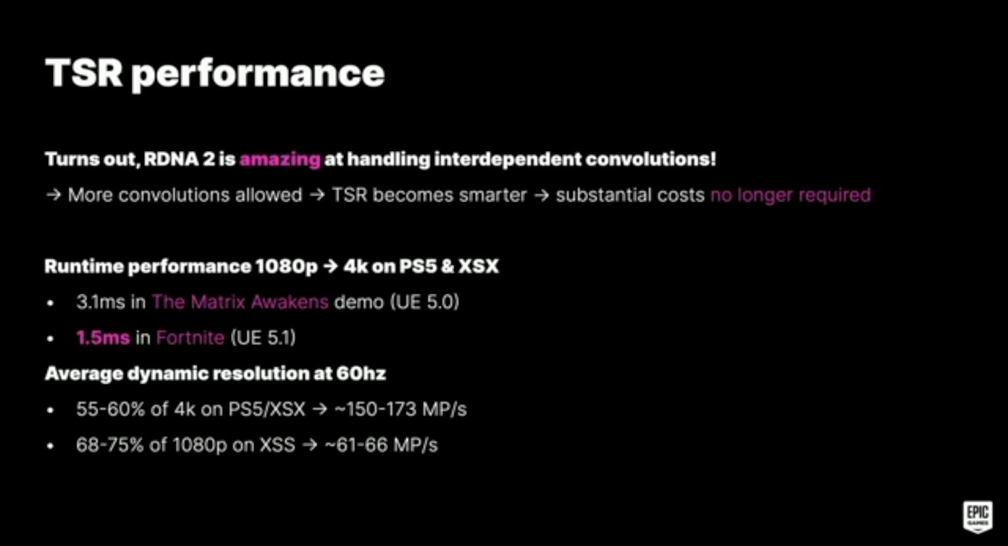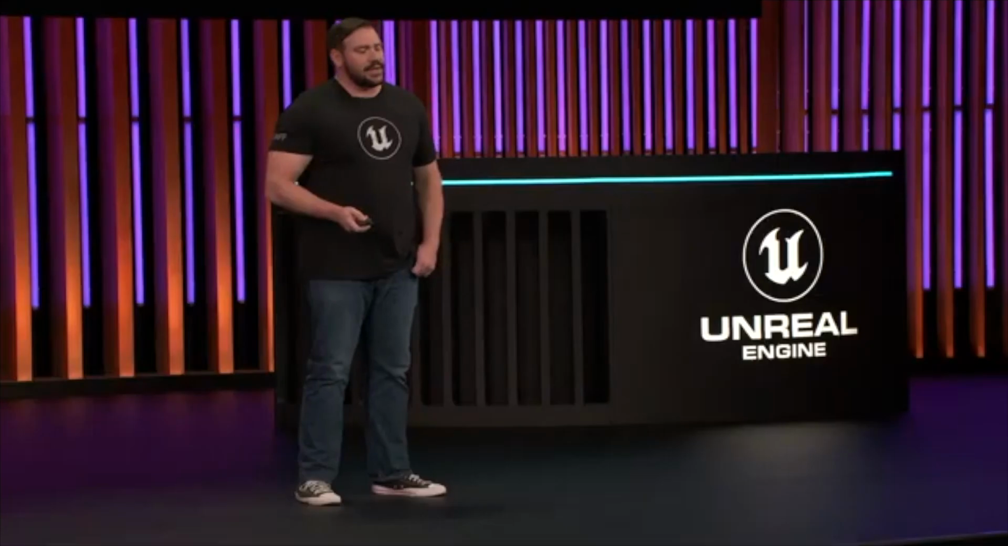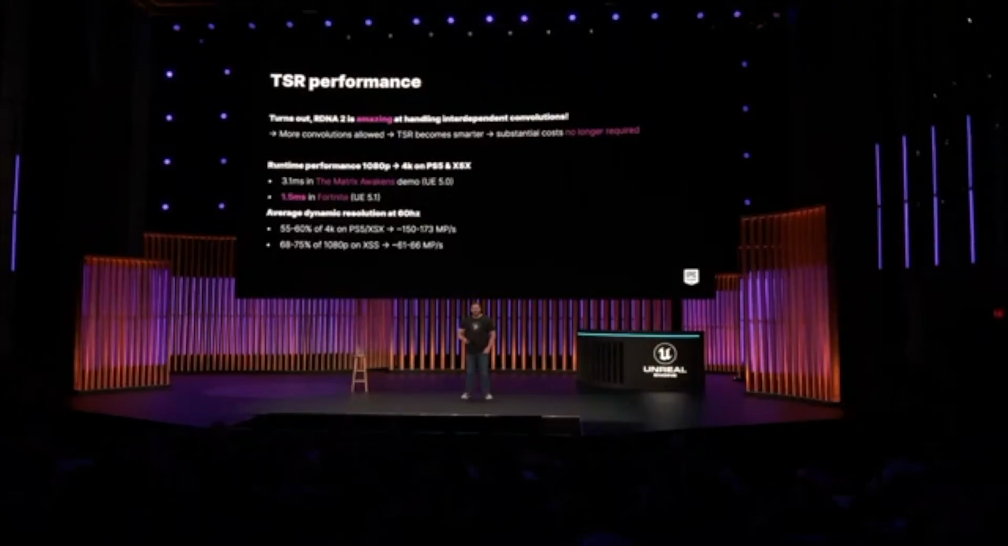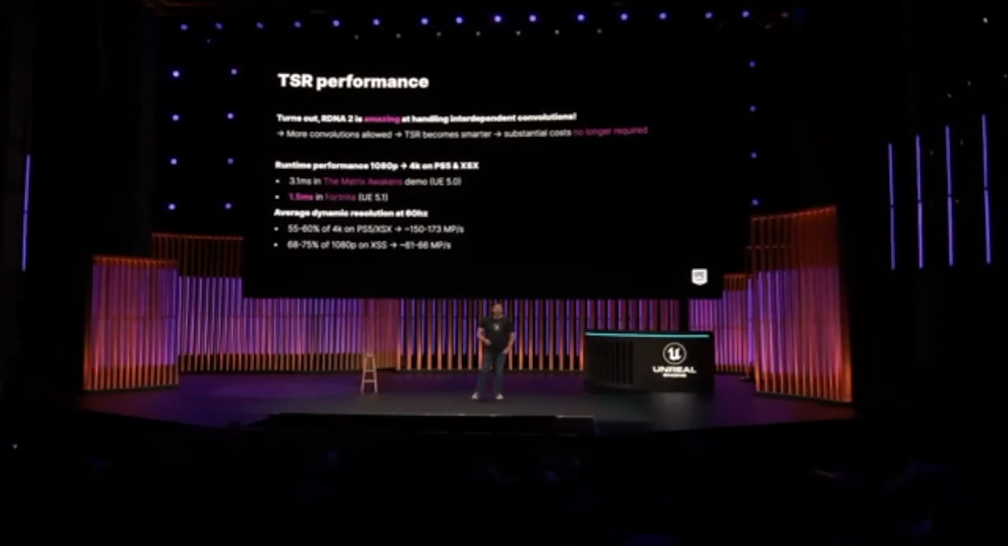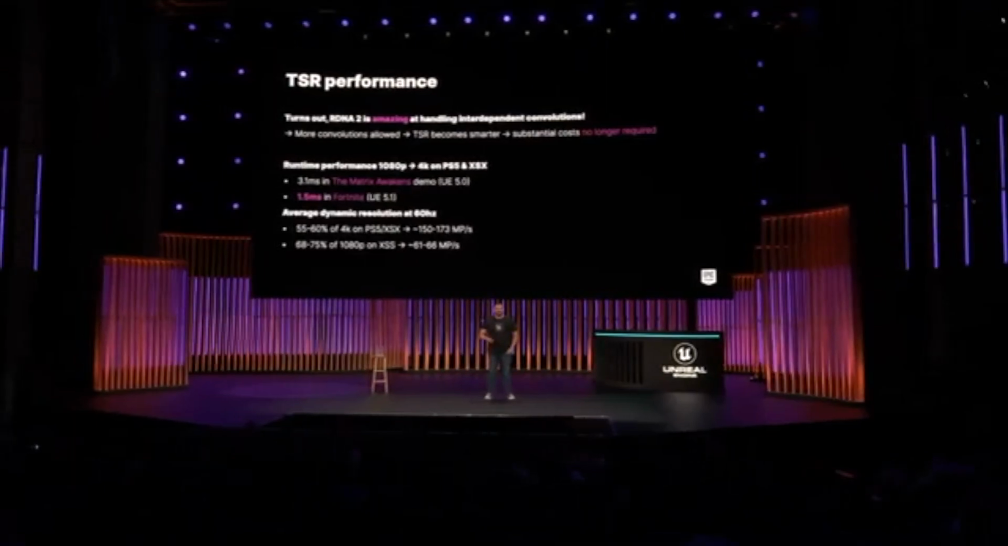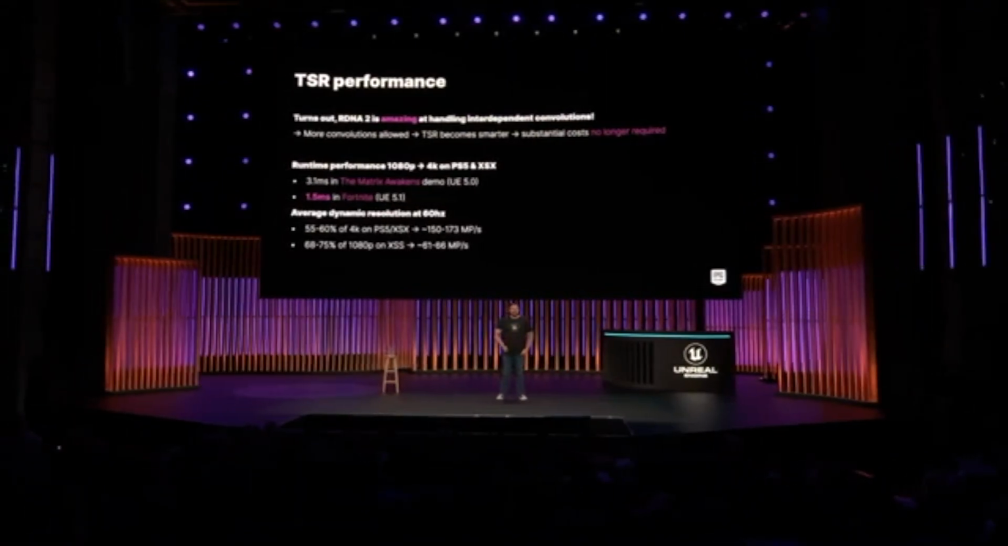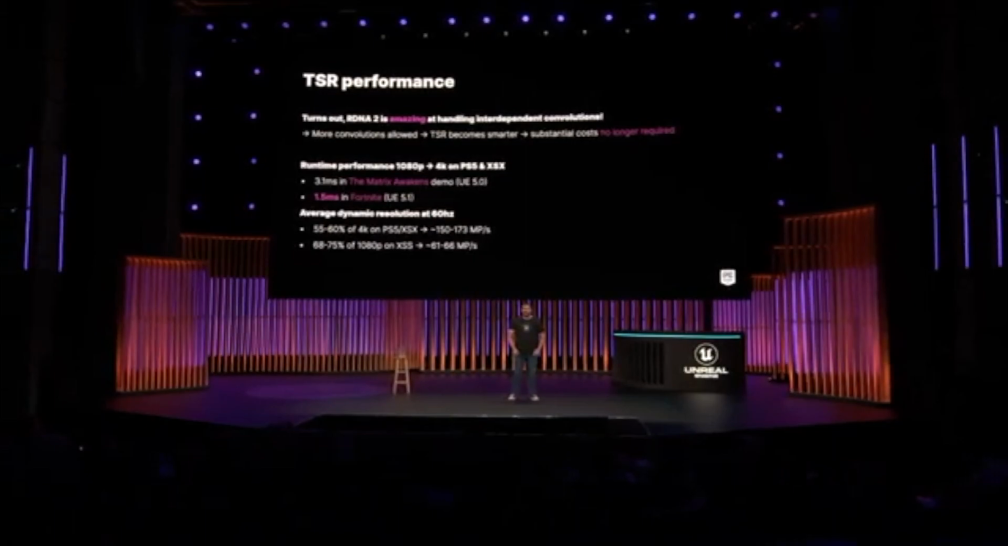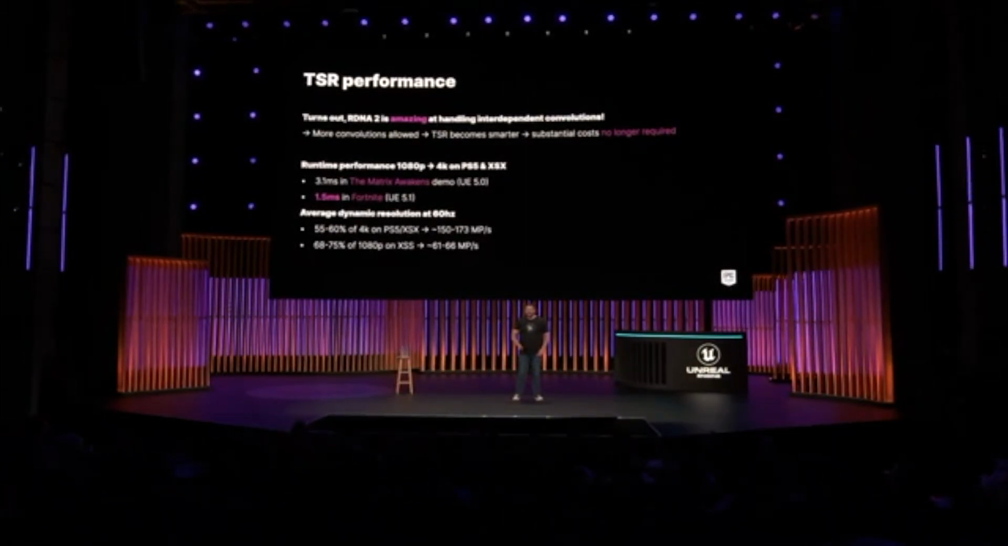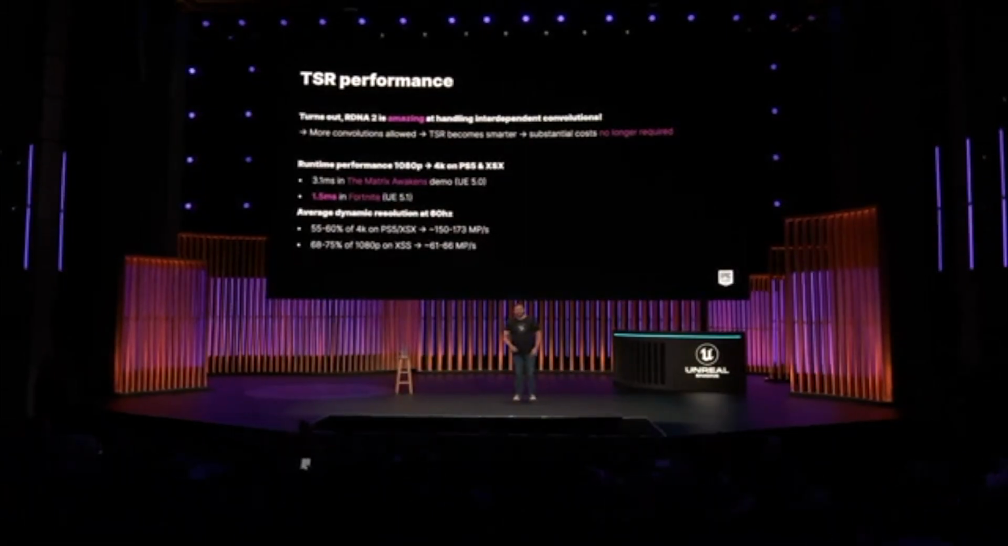We found a way to exploit the scale-up performance of RDNA 2 GPUs with handwritten interdependent convolutions. And the ability to chain many more convolutions has amazing properties that allows TSR to become substantially smarter and shave off large GPU costs that are no longer required. More technical details on this are to be published in the future.